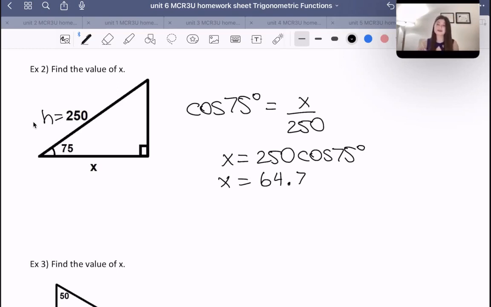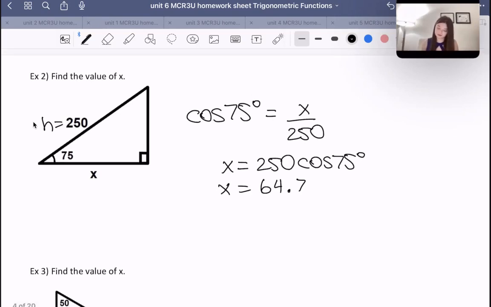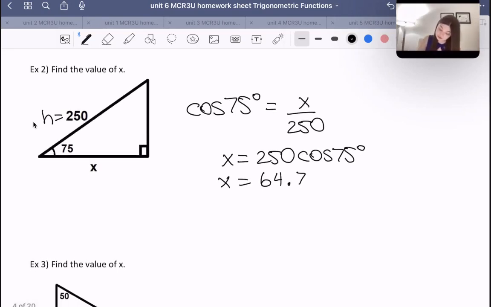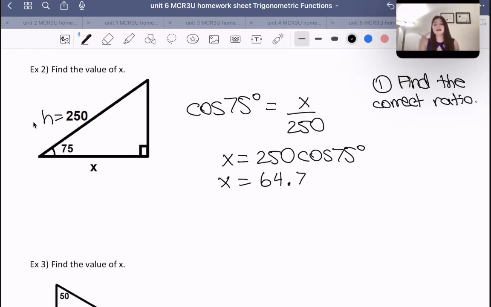So you see the process there, where we had to first figure out which ratio to use. So step 1 is find the correct ratio. And when I say ratio, I mean sine, cosine, and tangent. Those are all ratios. Number 2 is to apply the ratio. So that's a step where we plug in the numbers. And then step 3 is to solve.